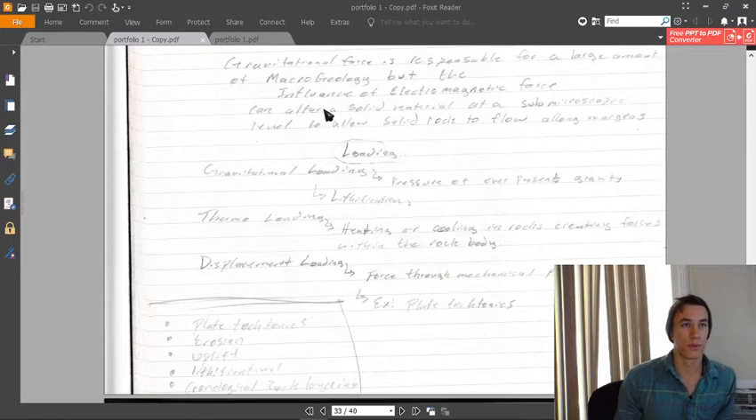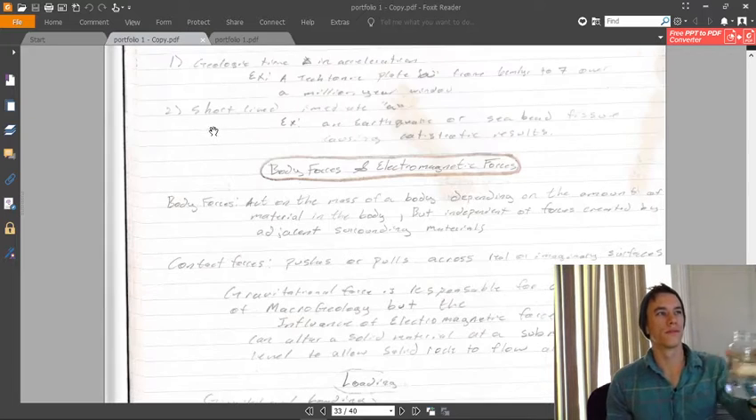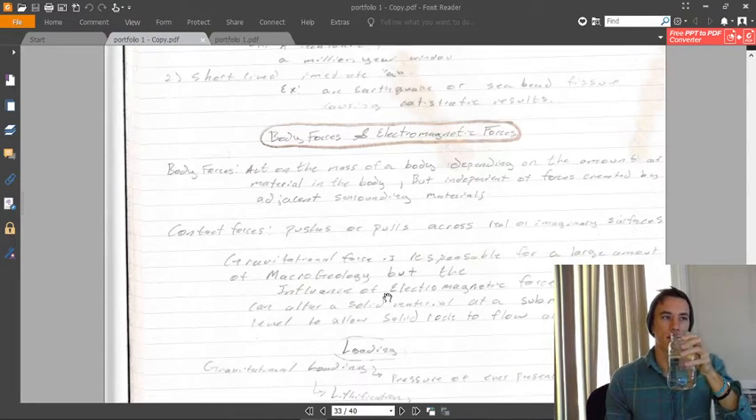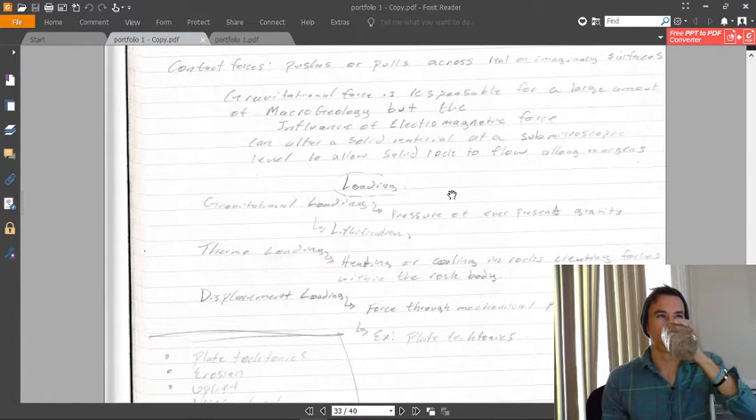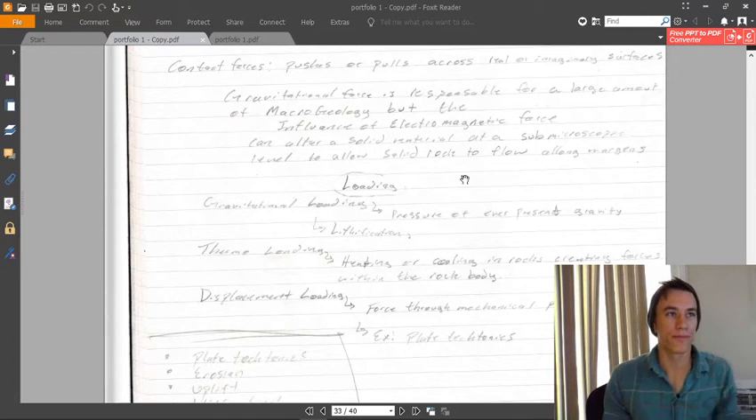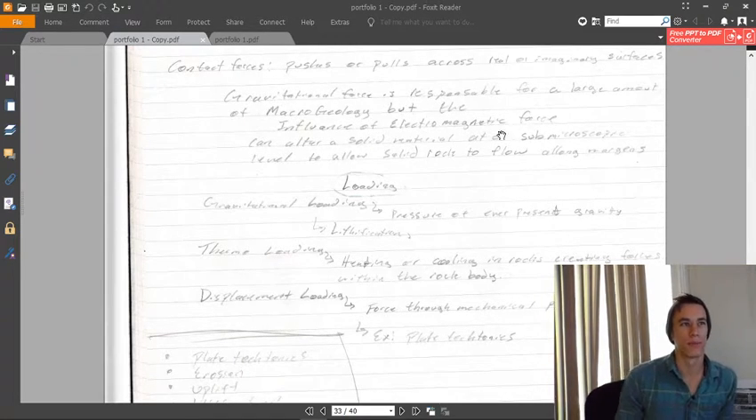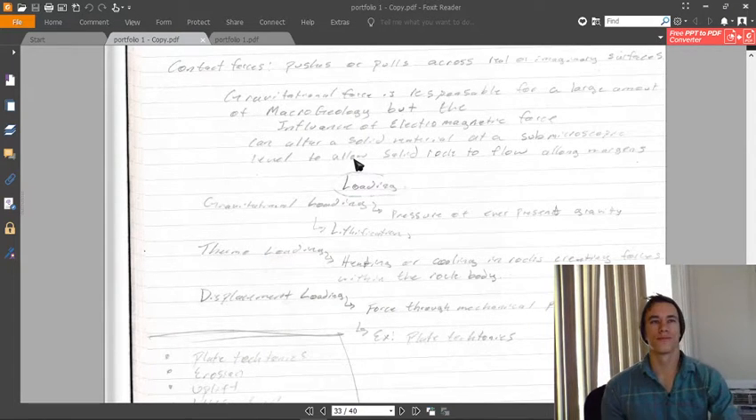Gravitational force is responsible for a large amount of microgeology, so that short-lived, instantaneous, and small minutia stuff. Not cellular, but microscopic. But influence of electromagnetic force can alter a solid material at a submicroscopic level to allow solid rock to flow along margins.